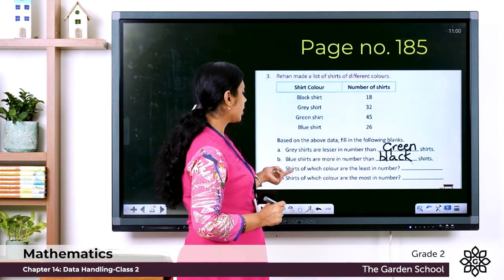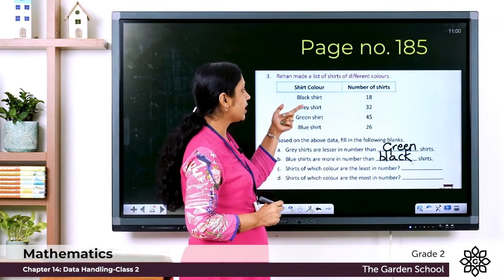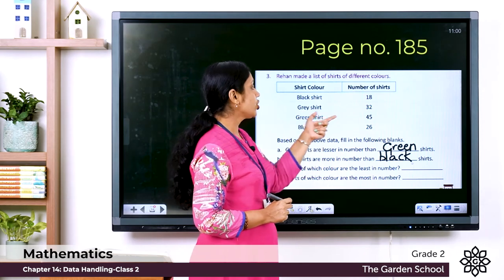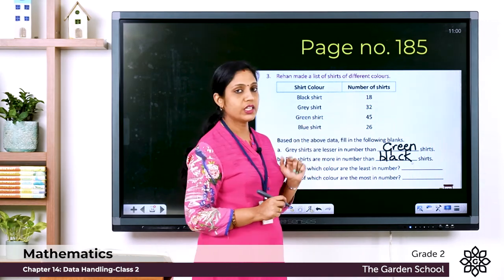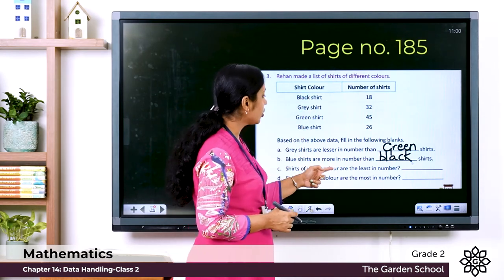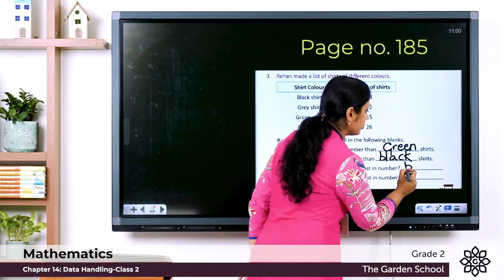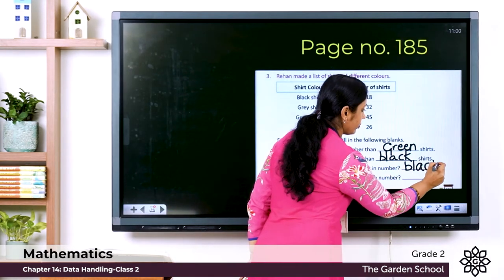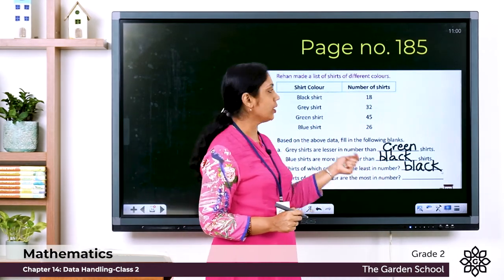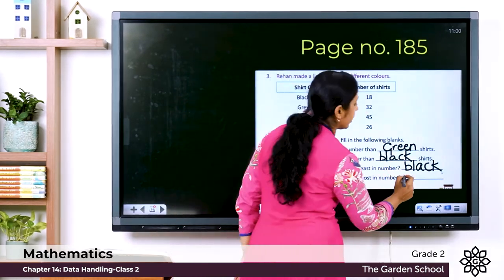Third one, see, shirts of which color are the least in number? So look at the table again, which is the least one? So black shirt 18, gray shirt 32, green shirt 45, blue shirt 26. So which is least in number? It is black shirt. So again we can write here, it is black. Question D. Shirts of which color are the most in number? So it is green shirt. It's having 45. So we'll write here green.